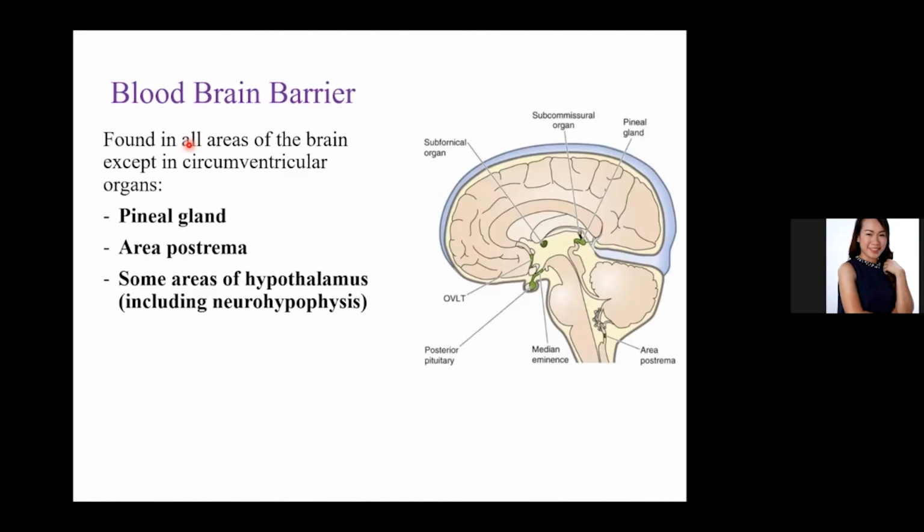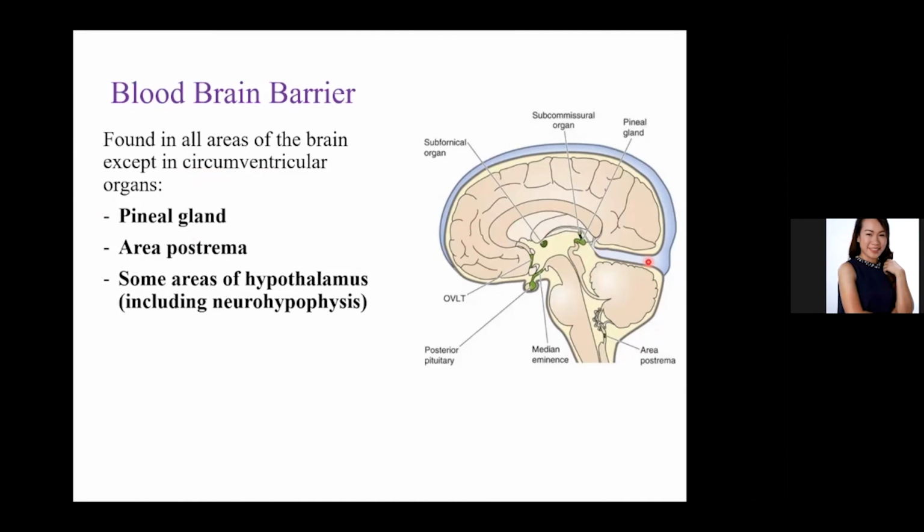So it can be found in all areas of the brain, but there are certain exemptions. So we have these exemptions found in the circumventricular organs. When we say circumventricular organs, we have here the ventricles, which contain the CSF. Circumventricular, meaning these are organs that border the third and fourth ventricles. They are found in the midline. These are midline structures that border the ventricles.